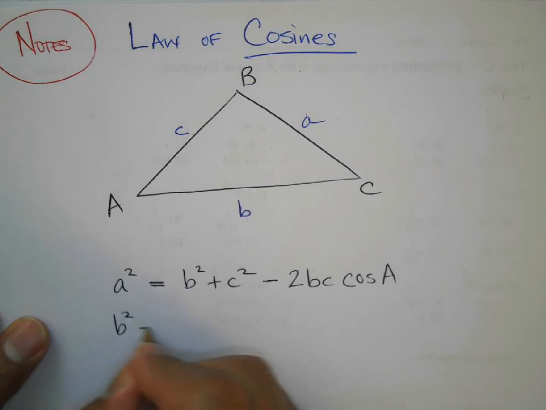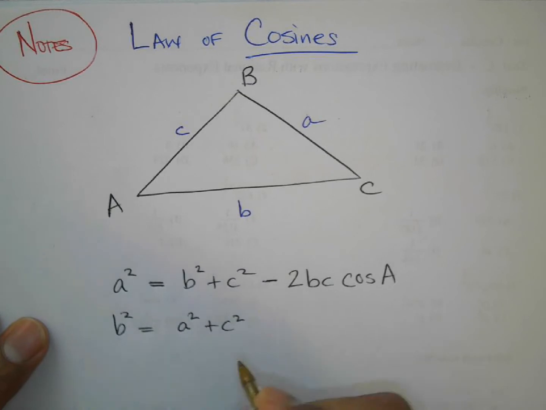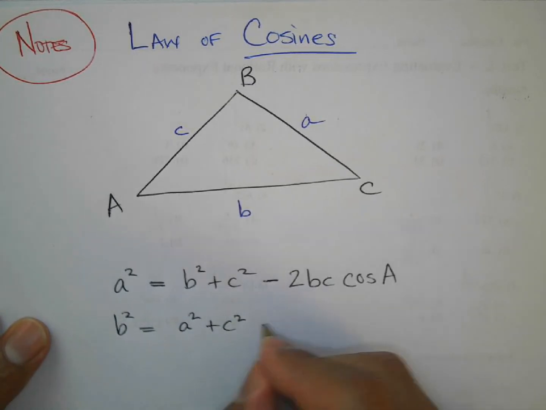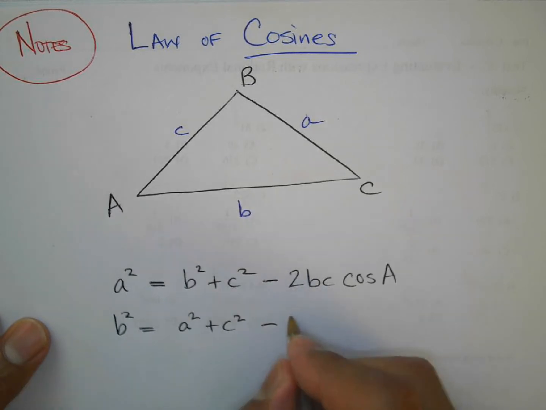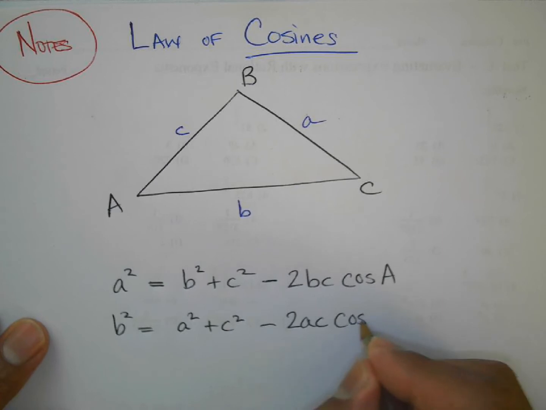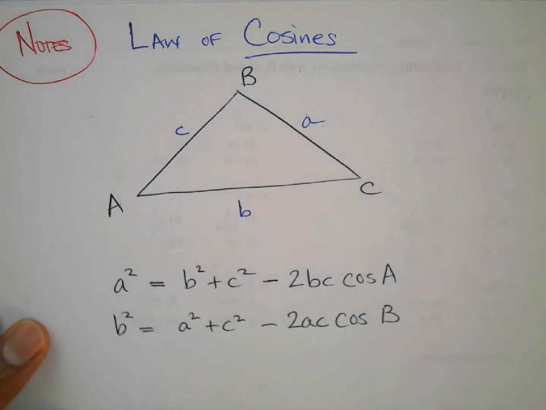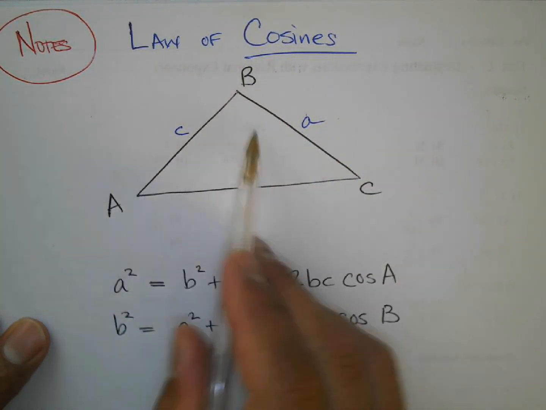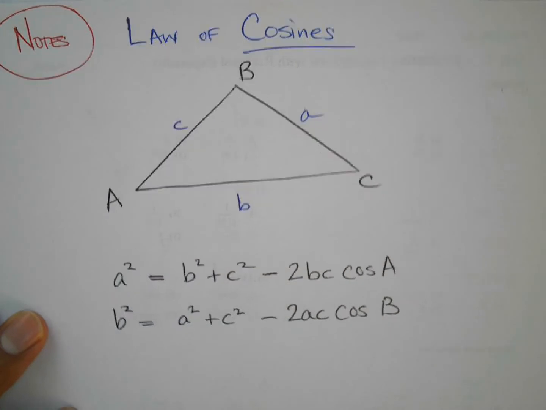So what would this look like for side B? Well, that would be b squared is equal to what? What are the other two sides? A squared plus c squared. Is that right? Yeah. Minus what? 2 times these same two letters, the other two sides, 2 times AC. And then times what? Cosine of what? Angle what? B. So it's really the same formula. It just depends on the side you're looking for, and then just kind of being familiar with the formulas.